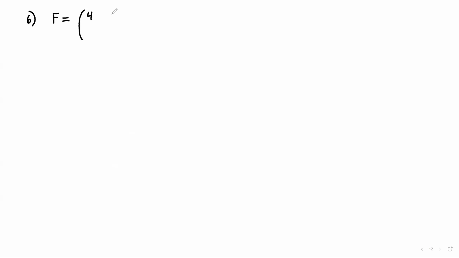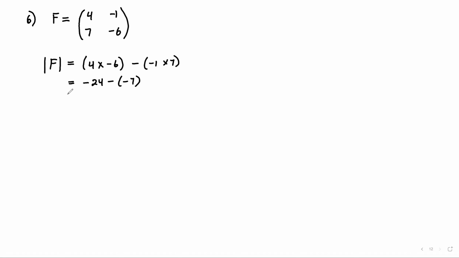F is 4, negative 1, 7, negative 6. Right. So first thing, we find the determinant of F, which would be 4 times negative 6 minus negative 1 times 7. So 4 times negative 6 is negative 24. And then minus negative 1 times 7 is negative 7. So this will be negative 24 plus 7, which is negative 17.